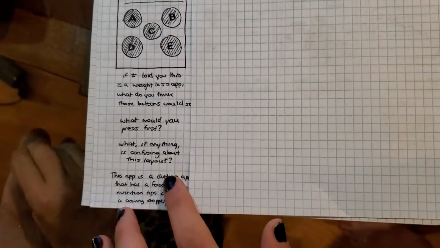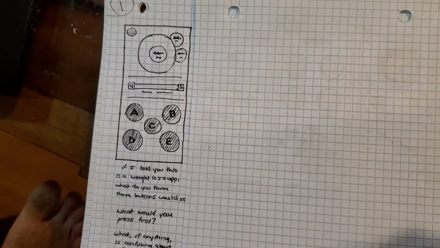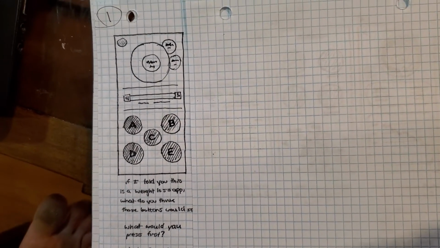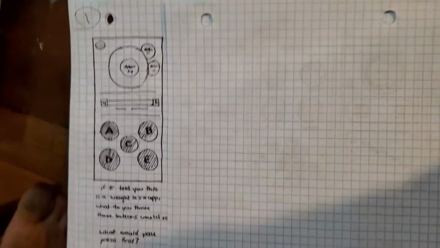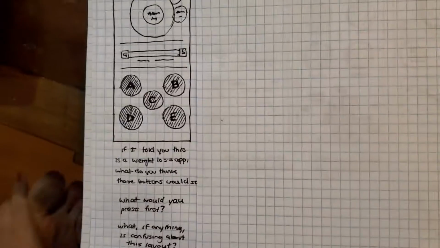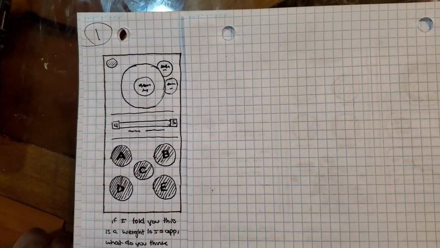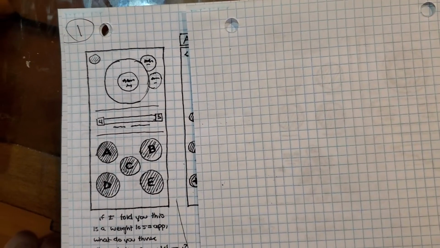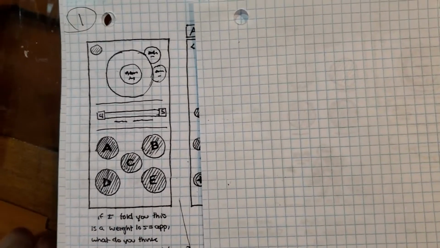So, if anything, what is confusing about the layout? Just what the different options are at this point, because it's just A, B, C, D, E. Okay. So, this app is a dieting app that has a food diary, nutrition tips, and quizzes, and then a craving stopper as well as a weight log. Oh. And that would be the different buttons.